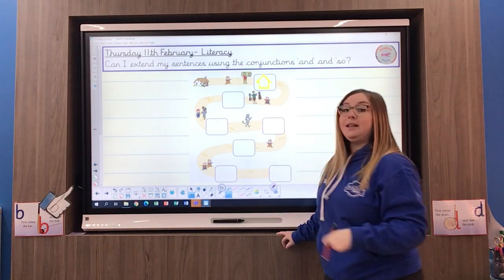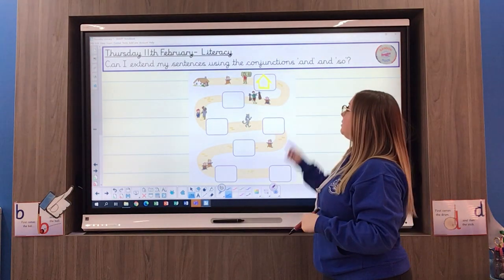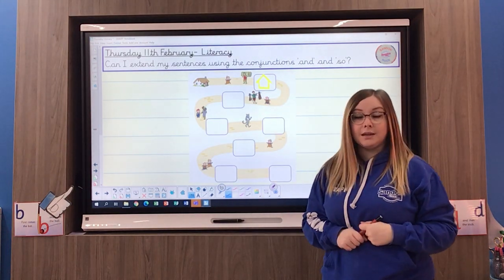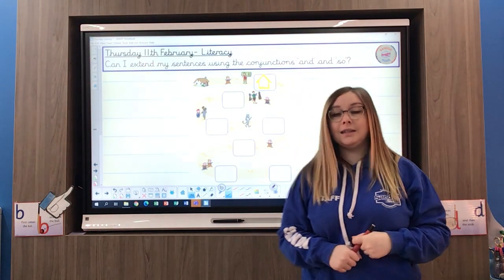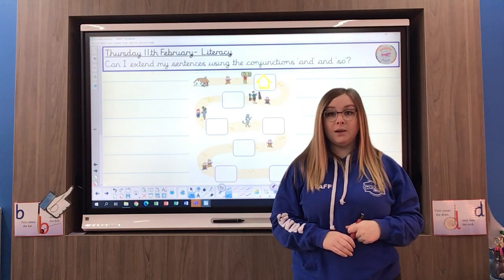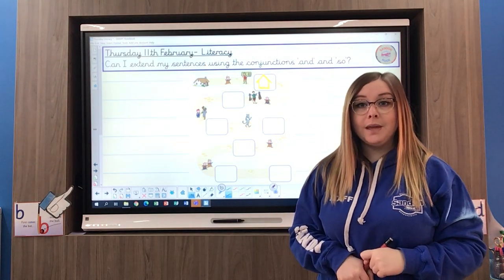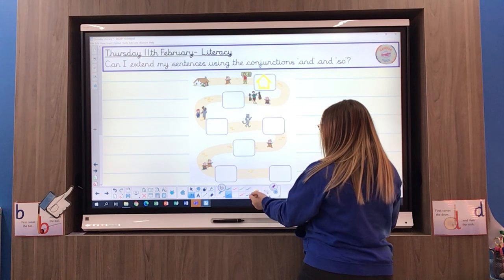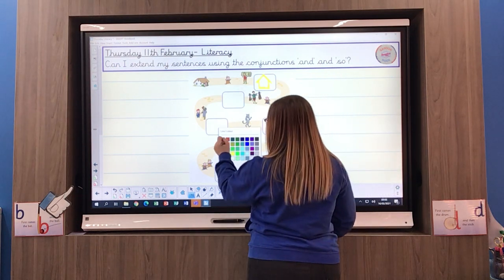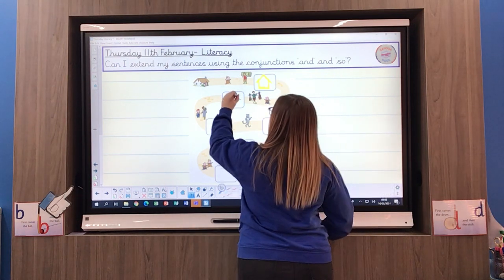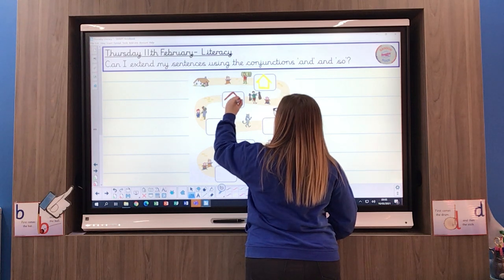And then the second little pig, he met somebody carrying some sticks. And he asked the person carrying the sticks if he could have some. And what does he do with those sticks? He built his house from sticks. So I'm going to get a brown pen this time and draw my brown house made from sticks.